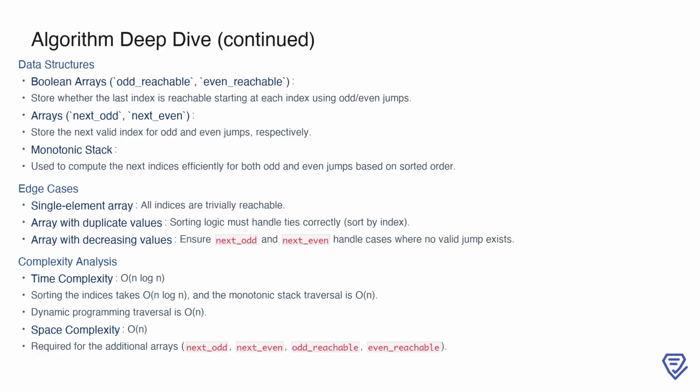In terms of complexity, sorting the indices takes O(n log n), while the monotonic stack operations and dynamic programming traversal are O(n), resulting in a total time complexity of O(n log n). The space complexity is O(n), due to the additional arrays we maintain for the solution. This combination of efficient data structures and algorithms makes the approach scalable even for large input sizes.